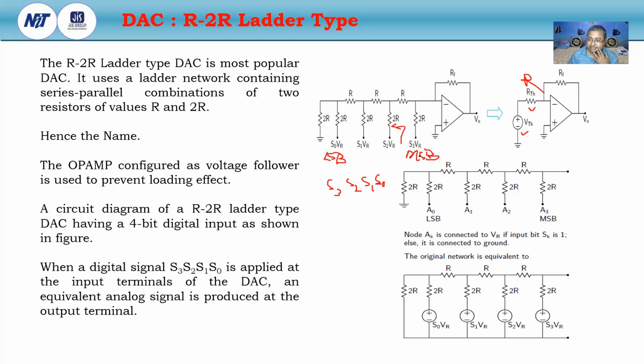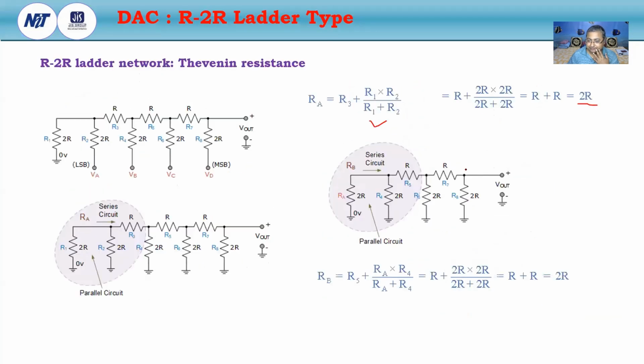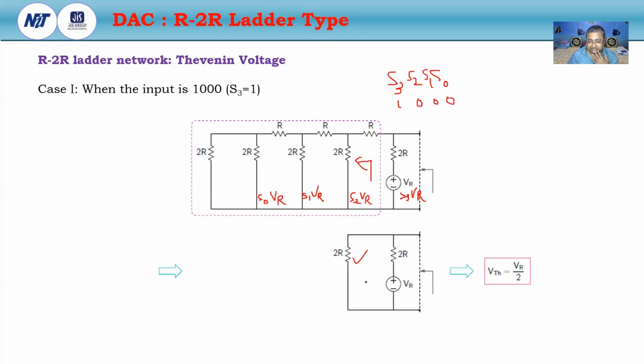No problem. So now the Thevenin resistance is like this. Here the voltage is applied, so the Thevenin resistance is this. R is in series with R, so that means 2R. So the equivalent circuit will be like this: 2R connected in parallel with 2R, with the voltage source S3 VR, where S3 is equal to 1.